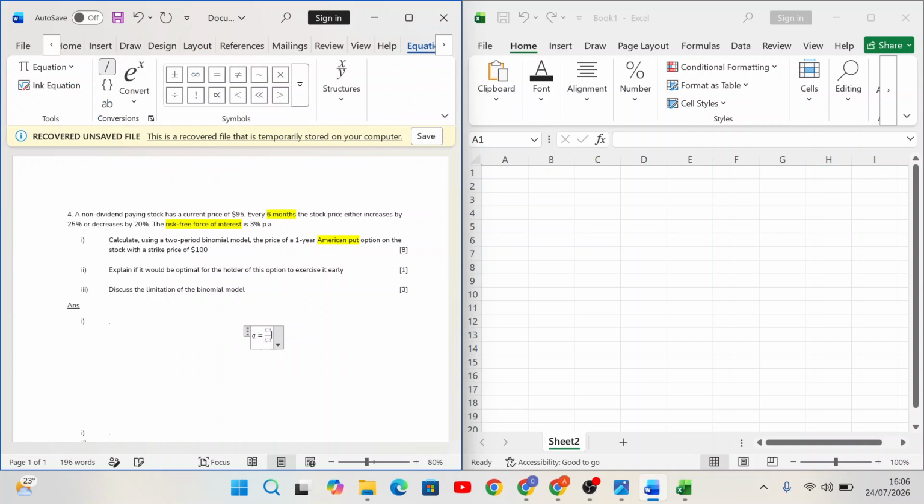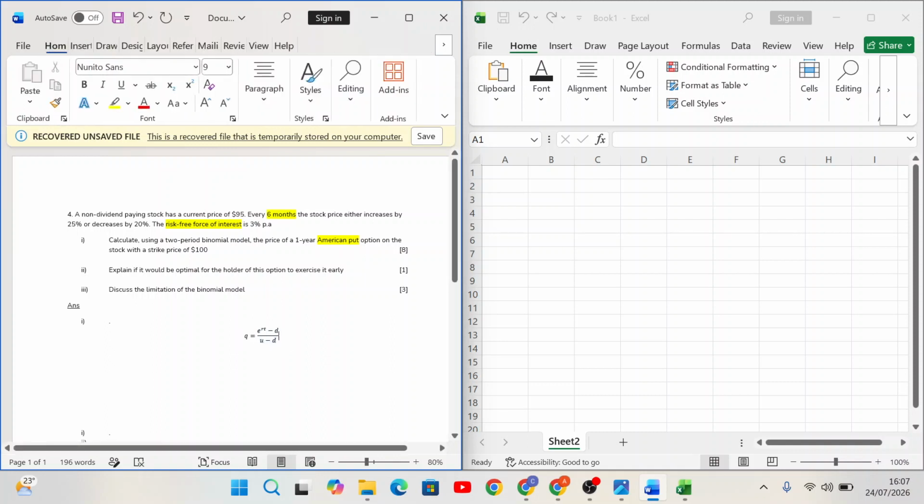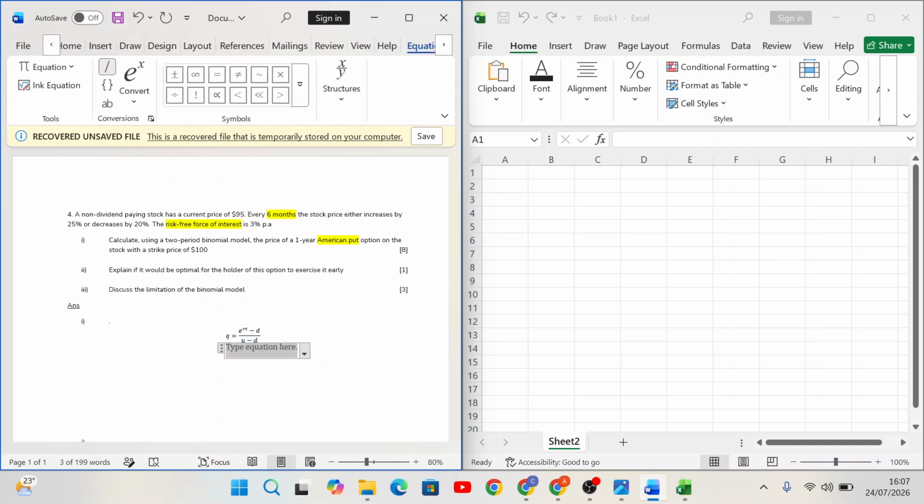and one of them is the synthetic probability of an up movement or a down movement. So the numerator is exponential rT minus down, the denominator is up minus down. The other one that can give us marks is the put option payoff, which is a maximum of the strike price less the value of the stock at time t, or 0.